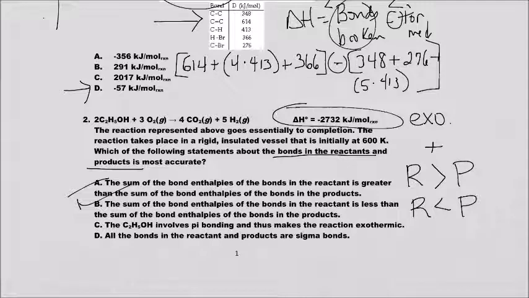And then D, all the bonds in the reactants and products are sigma bonds. Well, that actually is not true in this case because we know carbon dioxide has double bonds. And really, it's not the type of bonds that causes it to be endothermic or exothermic. It's the energy associated with bonds. So we definitely want to pick B in this case.